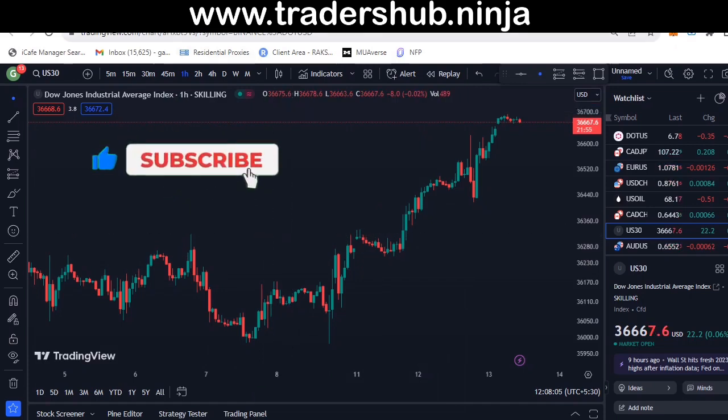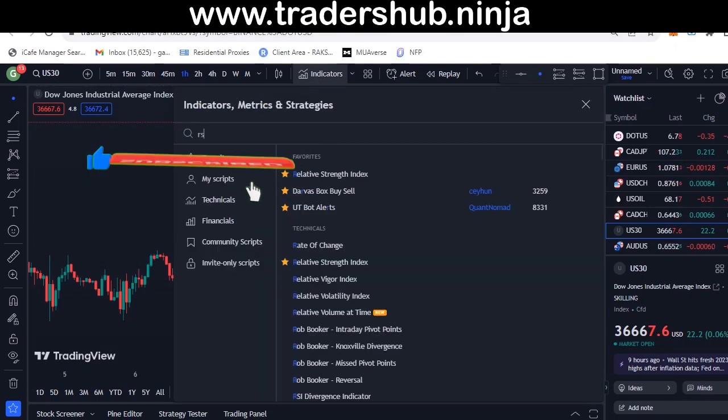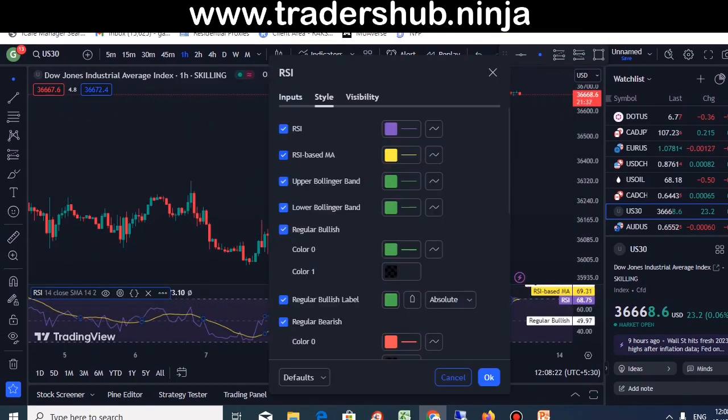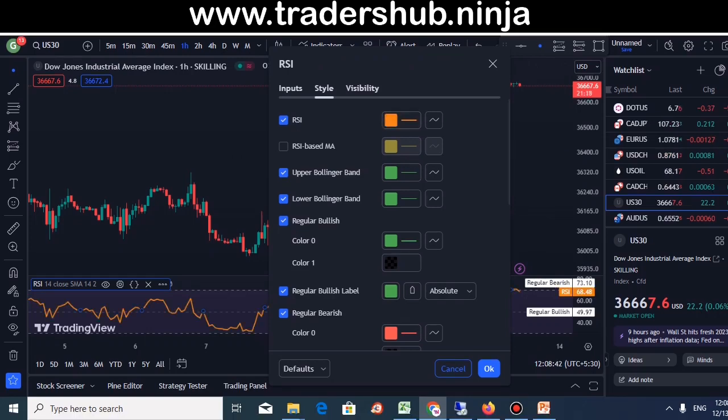First, go to the indicator settings. I just add an RSI indicator. Then, access the indicator settings again. I just remove the MA, the RSI-based MA, and then adjust the color and thickness of the RSI indicator, as well as the color and thickness of the RSI upper, middle and lower lines.